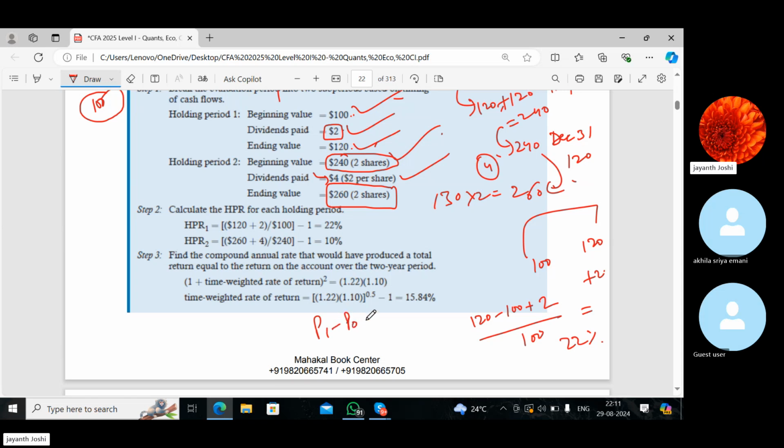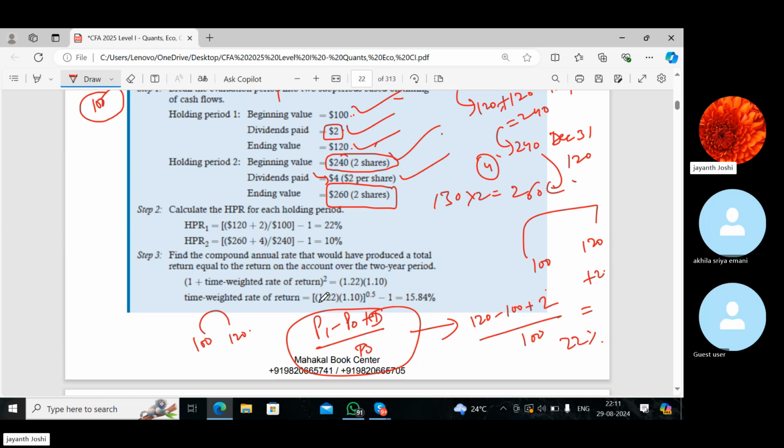P1 minus P0 plus D, by P0. This is the formula for holding period return. This is for the first year. You bought a stock for 100. It has become 120. Now only we have just discussed, right? And then you got a $2 dividend.